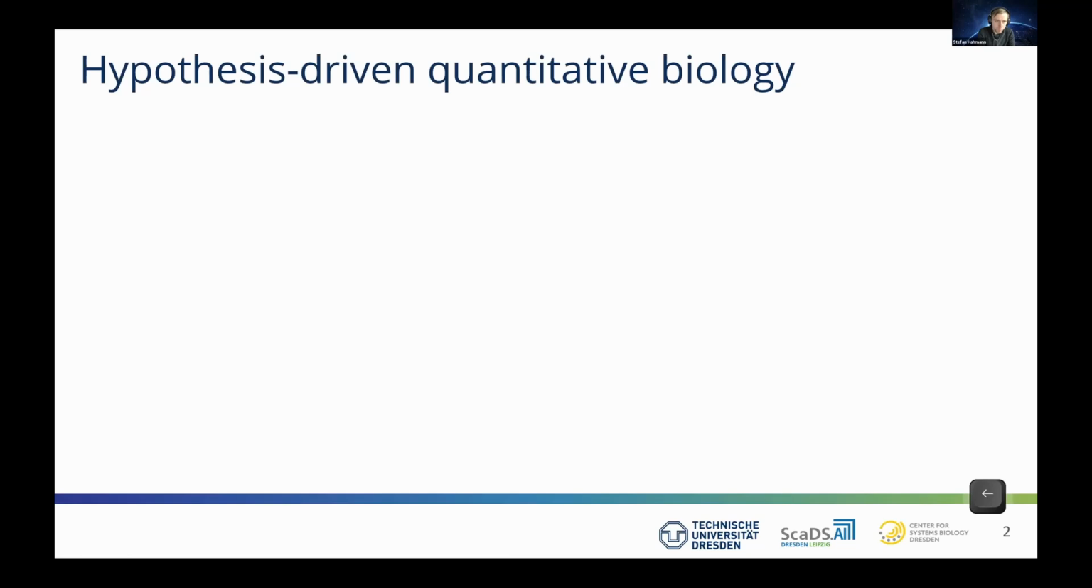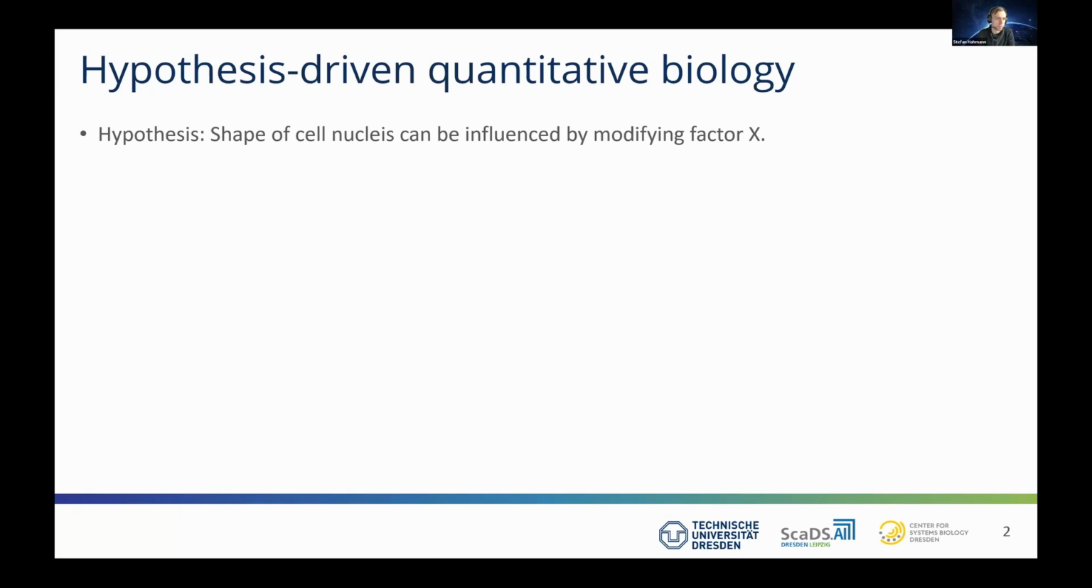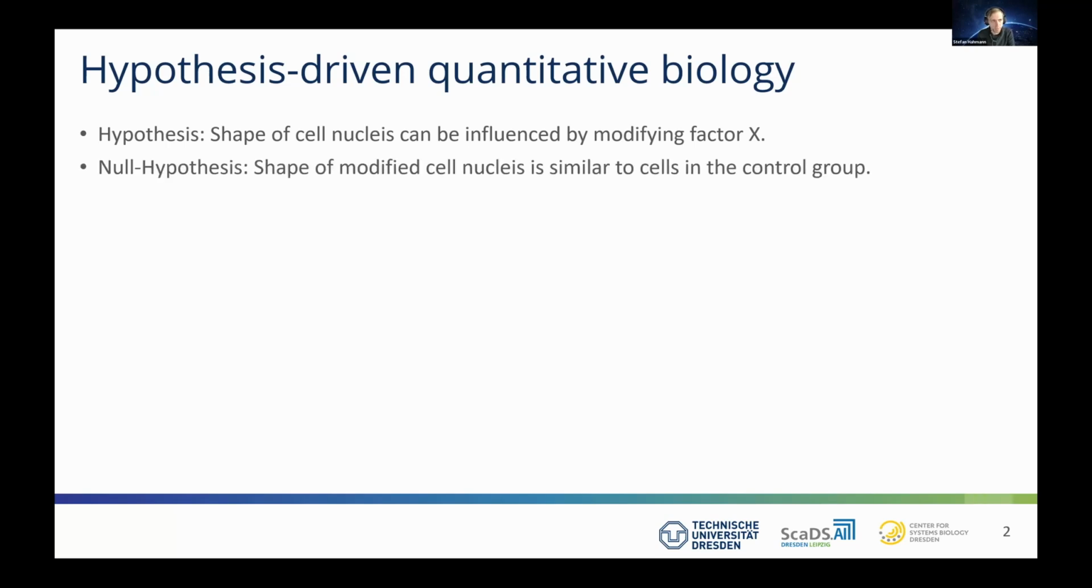And before doing that, I would like to stress a point about quantitative biology, and there are two main approaches for data exploration. One is called hypothesis-driven biology. So in hypothesis-driven quantitative biology, you would start with a hypothesis. So for example, the shape of some cell nucleus can be influenced if you modify some factor X. And then you would have a null hypothesis, so that the shape of the modified cells' nucleus is similar to the cells in the control group, and you would try to find out if that is the case or not.